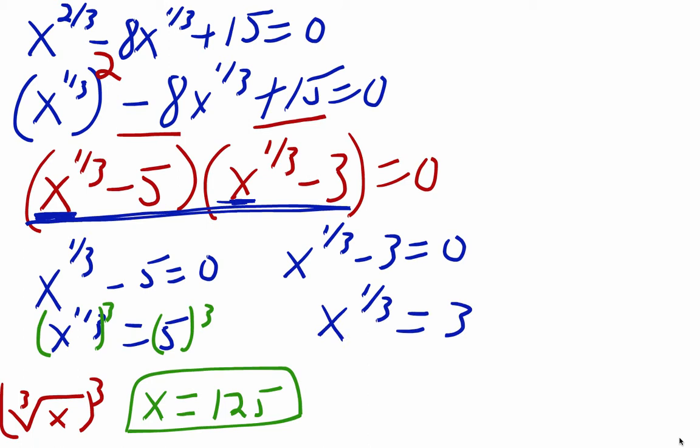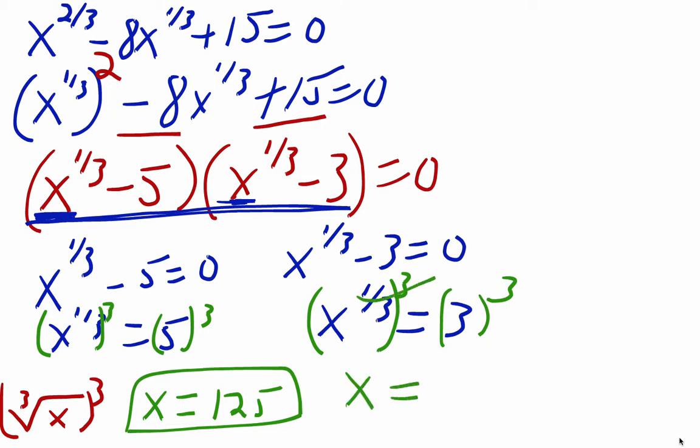Alright, so I go to the next one, and I add 3 to both sides, so I get the 3 on the other side. And again, since I have the 1/3 power, I'm going to cube it. If it was the 1/4, I'd take it to the 4th power. If it was 1/2, I'd square it. If it was 1/5, I'd take it to the 5th power.